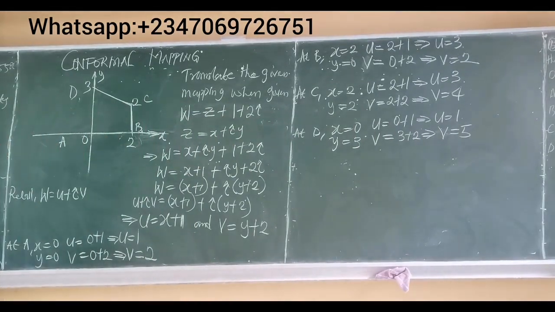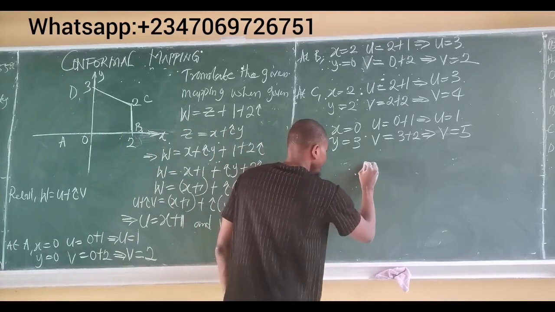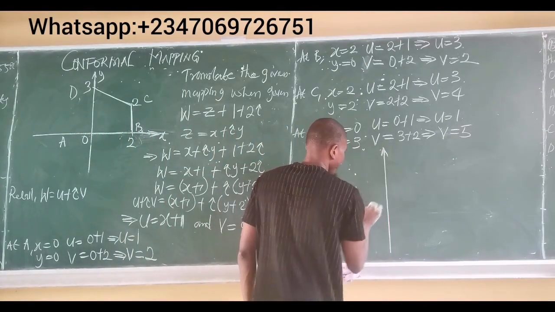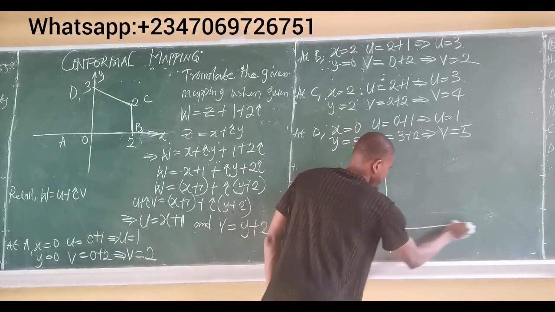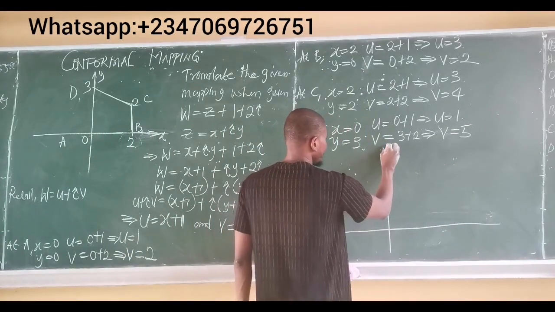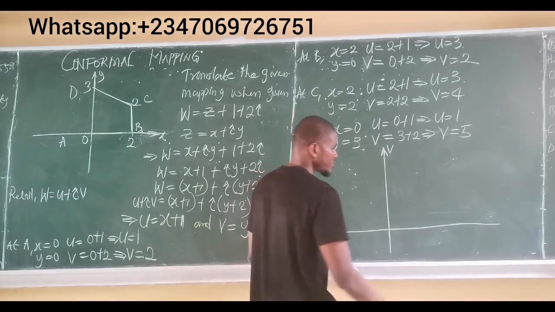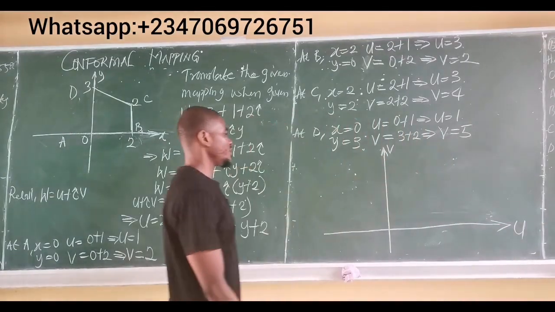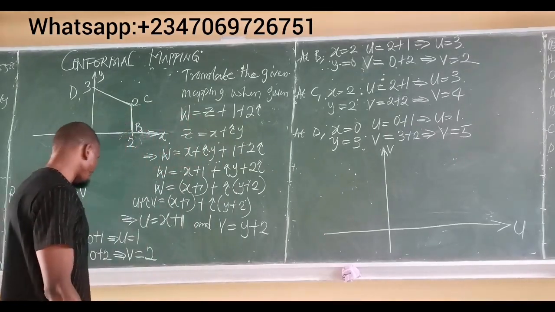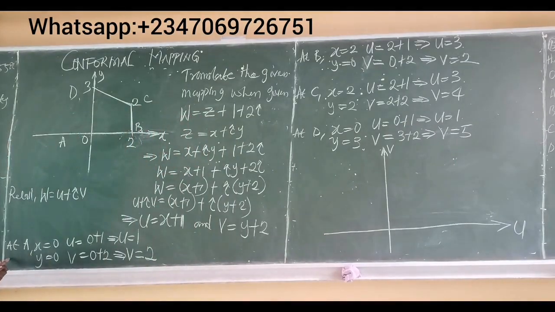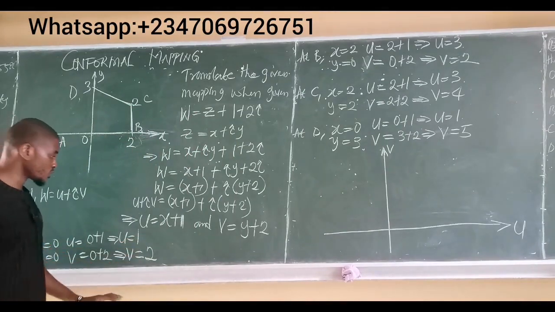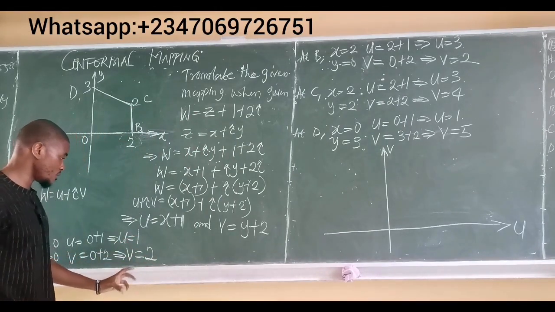We now have to translate this given map. Okay, we can do that over here. All right, so this represents the V values or the imaginary values, and the X direction represents the U values or the real parts. So let's start our map. At A, we had U equal to 1 and V equal to 2.